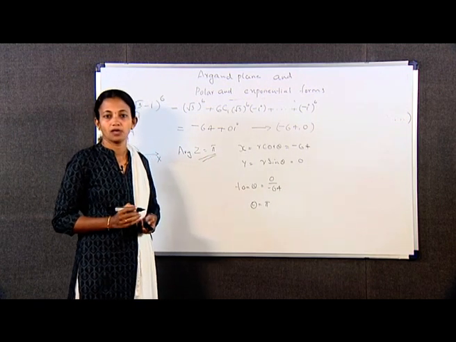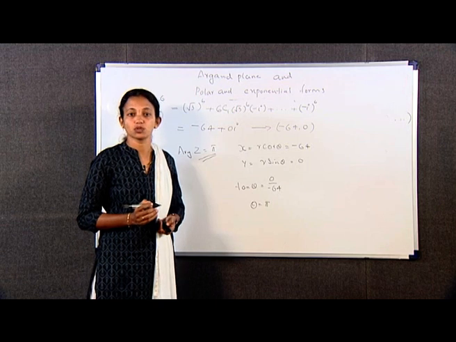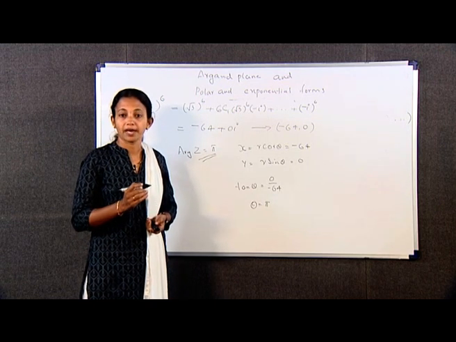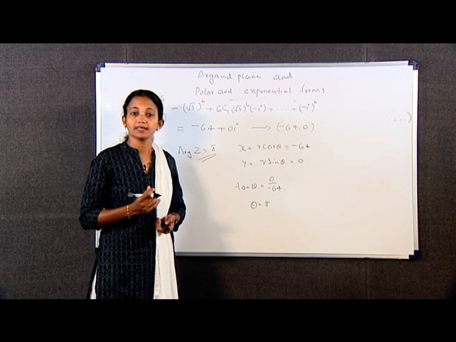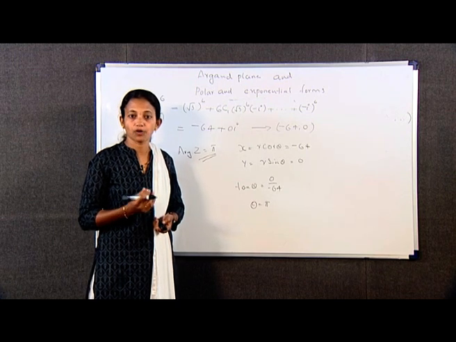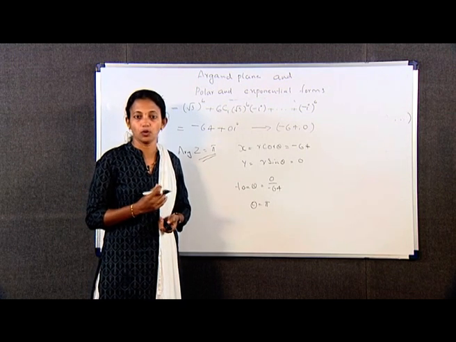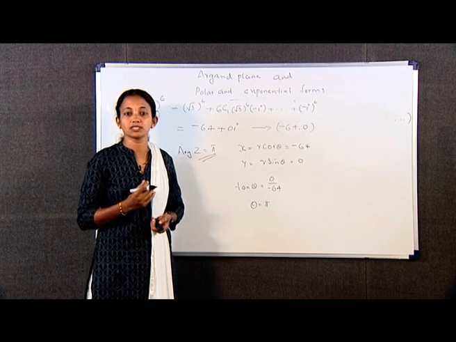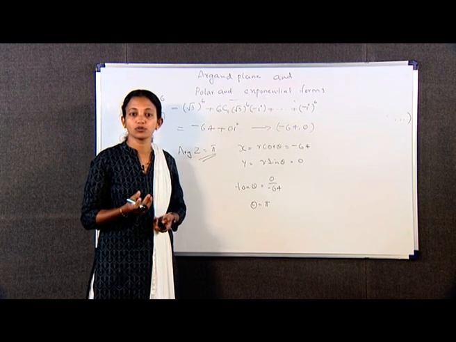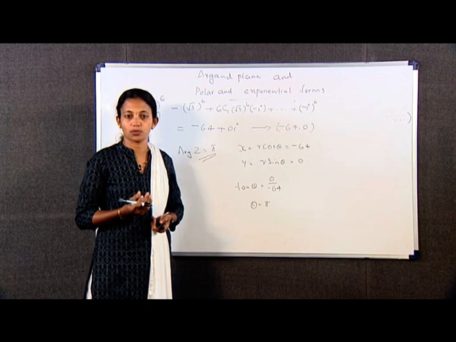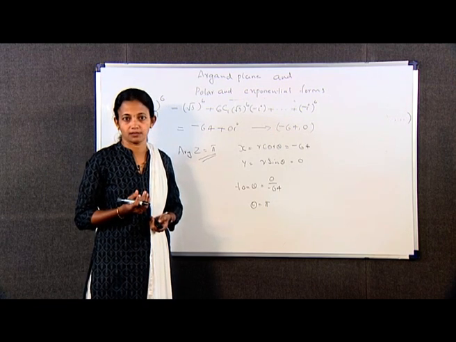Next, we have argument of minus 1 minus i is equal to minus 3 pi by 4, and it follows that argument of minus 1 minus i is equal to minus 3 pi by 4 plus 2n pi, where n is equal to 0, plus or minus 1, plus or minus 2, etc.